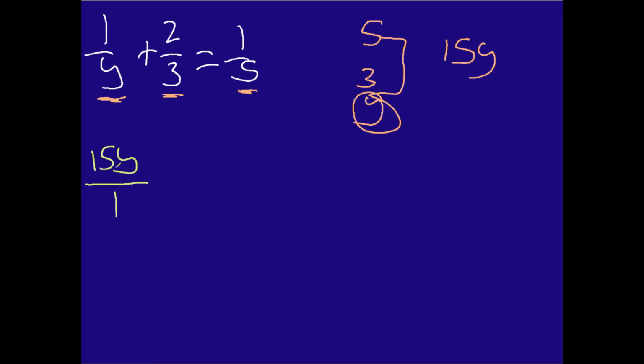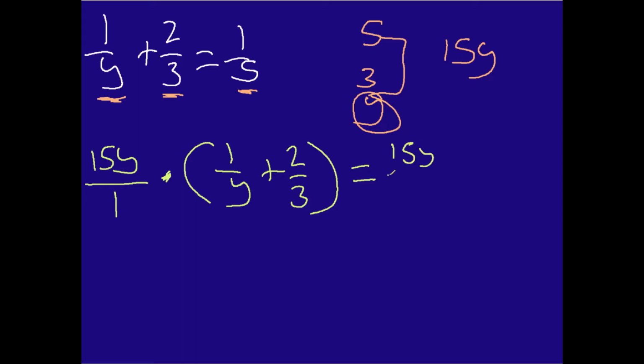What we're going to do here is distribute this over our 1 over y plus our 2 over 3. Also, we're going to distribute this 15y over 1 over whatever comes after the equal sign, which is 1 over 5 in this situation. That's what we're going to be doing here.